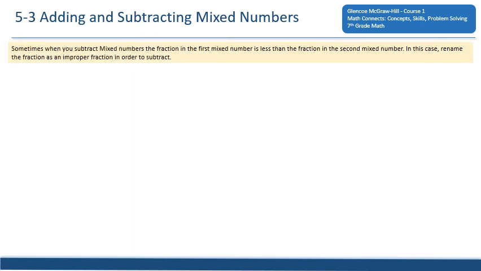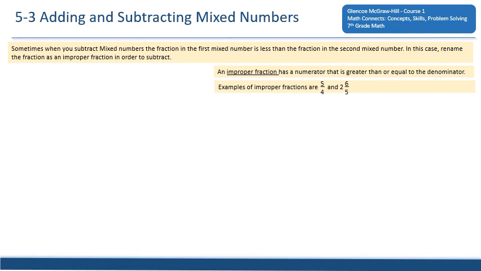Sometimes when you subtract mixed numbers, the fraction in the first mixed number is less than the fraction in the second mixed number. In this case, rename the fraction as an improper fraction in order to subtract. An improper fraction has a numerator that is greater than or equal to the denominator.